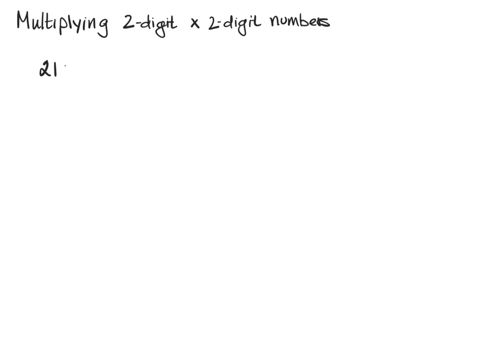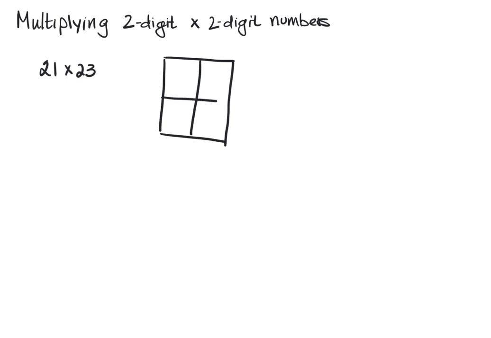Let's try 21 times 23. I'll make my box, cut it up, and then I'll put 21 across the top and 23 down the side. Actually, it doesn't matter. I could put 23 across the top and 21 down the side, but I'm going to do it this way. 2 times 2 is 4.